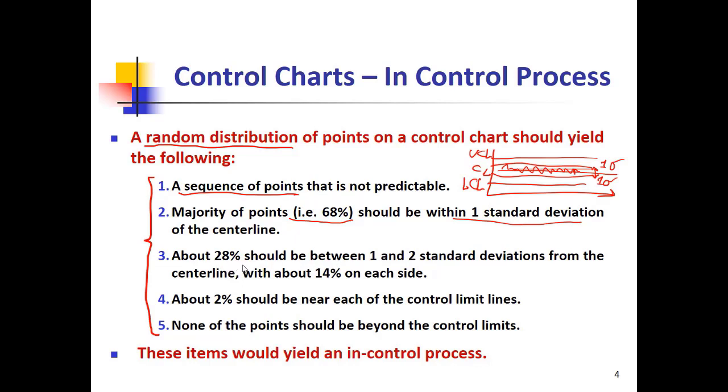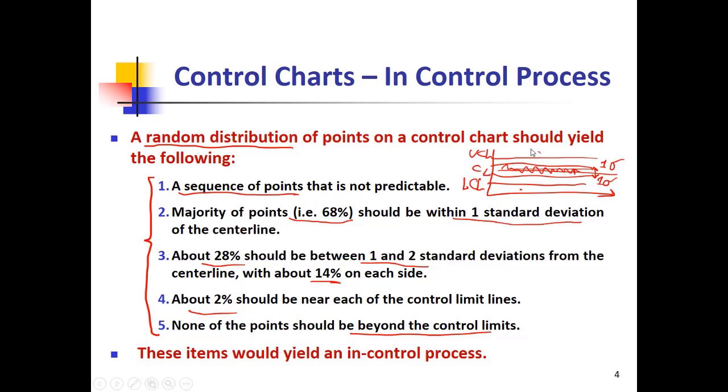About 28% of the data points will be between 1 to 2 standard deviations. It means a little bit upper here, a little bit lower here. They have to be equally distributed to the upper side and lower side. It means of the 28%, 14% of the points are below the center line and 14% are above the center line. And about 2% should be near the control limit lines, UCL and LCL. And none of the points should be beyond the control limit. We shouldn't have any point here or here.